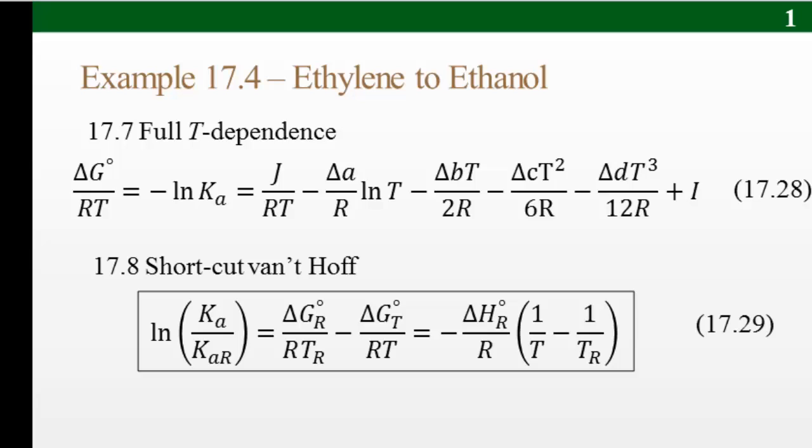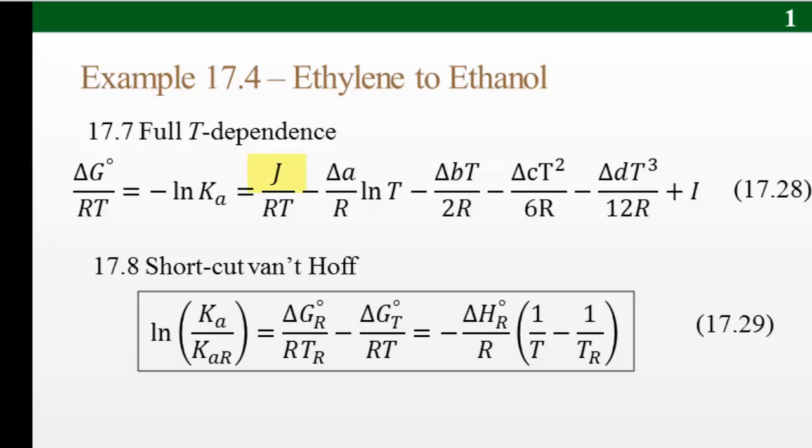Section 17.7 of the Elliott and Lira text discusses the form for the full temperature dependence of the equilibrium constant. Section 17.8 discusses the shortcut Van't Hoff. Look for a second at the full temperature dependence.